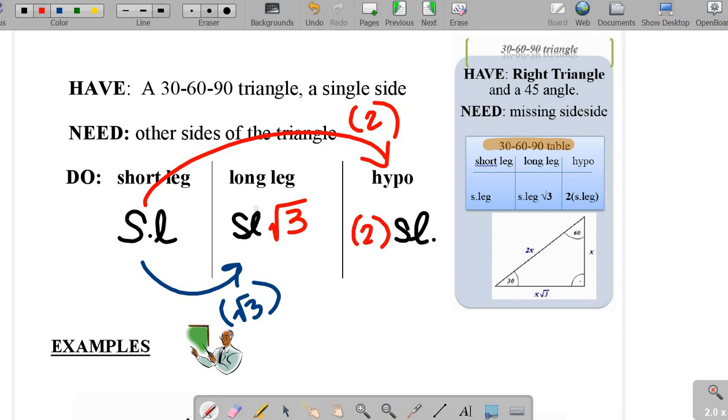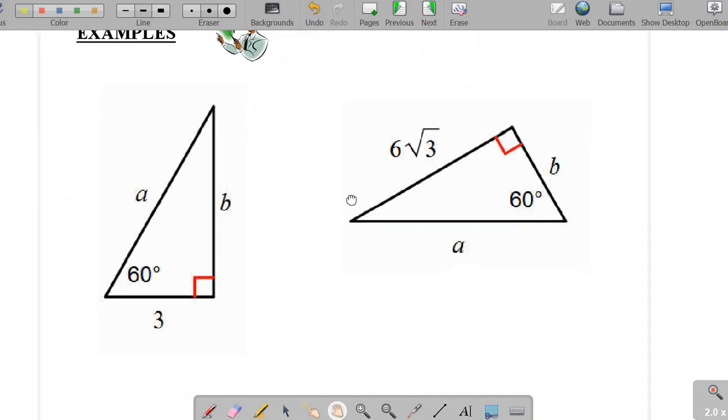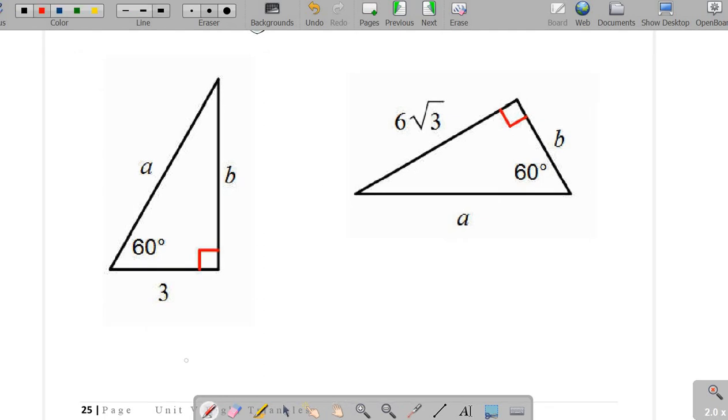Short leg, root 3, short leg times 2. The most important thing when you are chanting is that the short leg is repeated every single time. So we start there. Watch carefully.